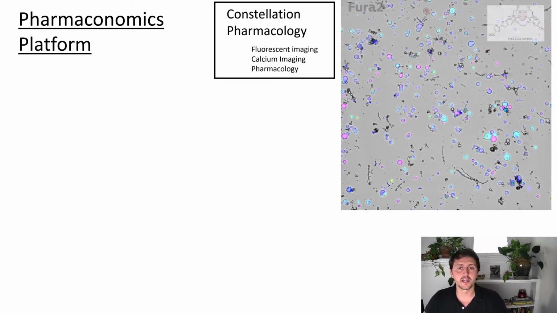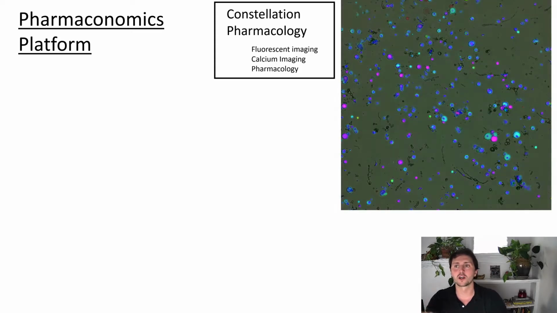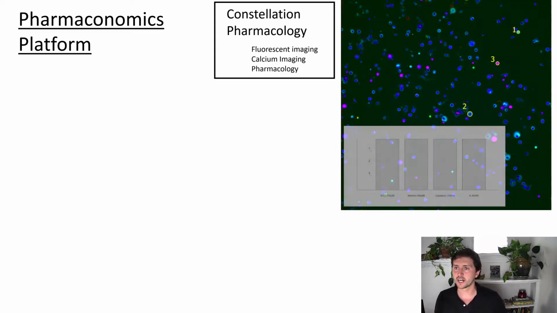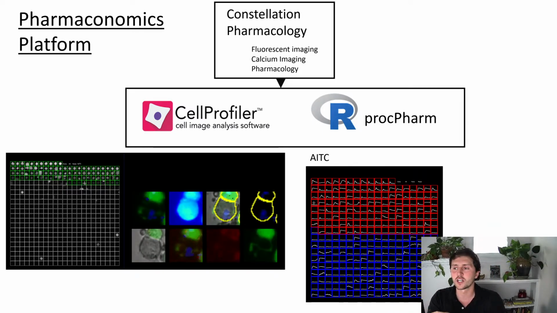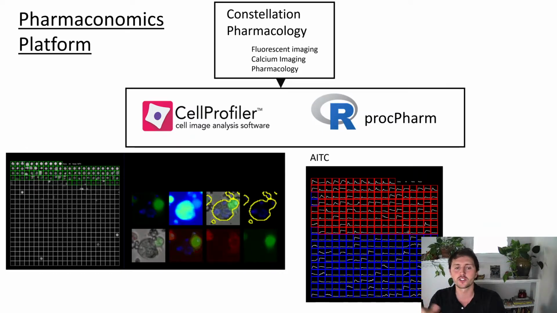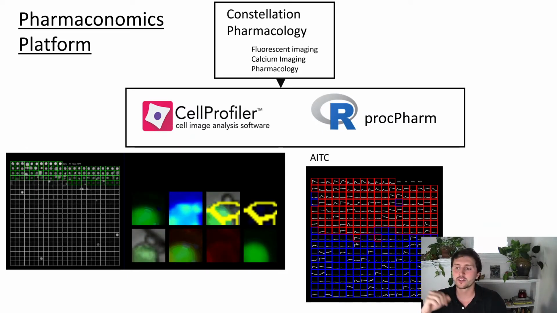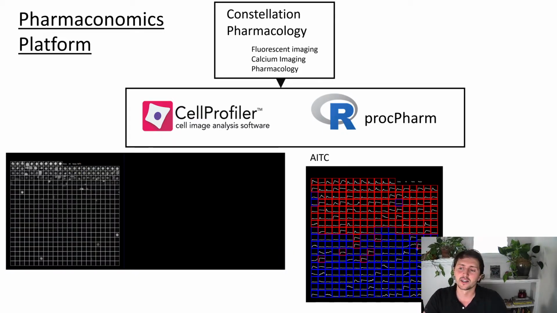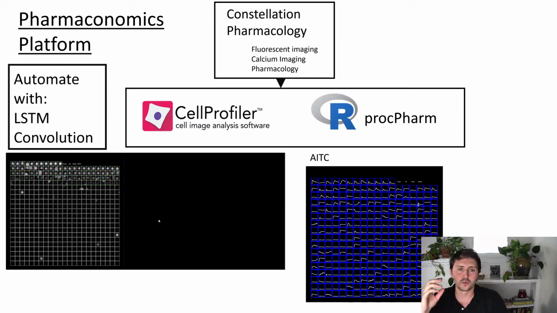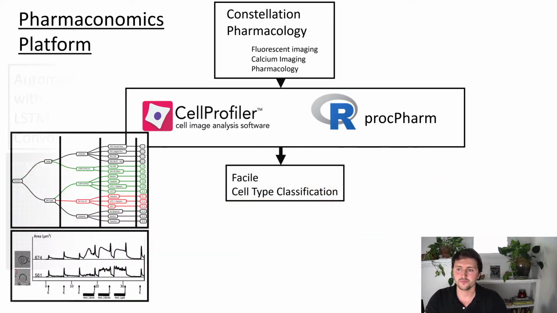So let's just take a break here and catch up. First, we use Constellation Pharmacology. It's a combination of fluorescent imaging, calcium imaging, and pharmacology. We collect a lot of data and we put it through Cell Profiler and our in-house software, ProcPharm. Here you can see researchers going through and labeling the data. They want to understand what responds and what doesn't respond. This creates an awesome labeled data set, which we can then automate these tasks using LSTMs and convolutional neural networks. This helps us automate our facile cell type classification that I briefly introduced you to.